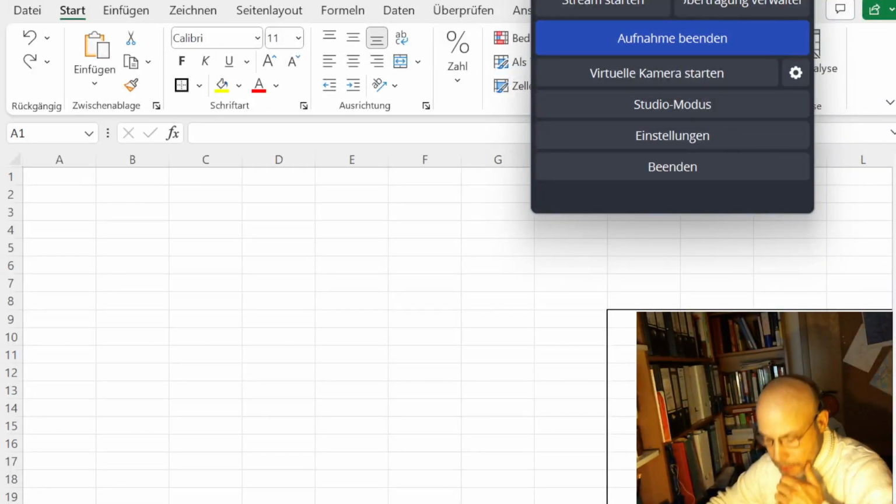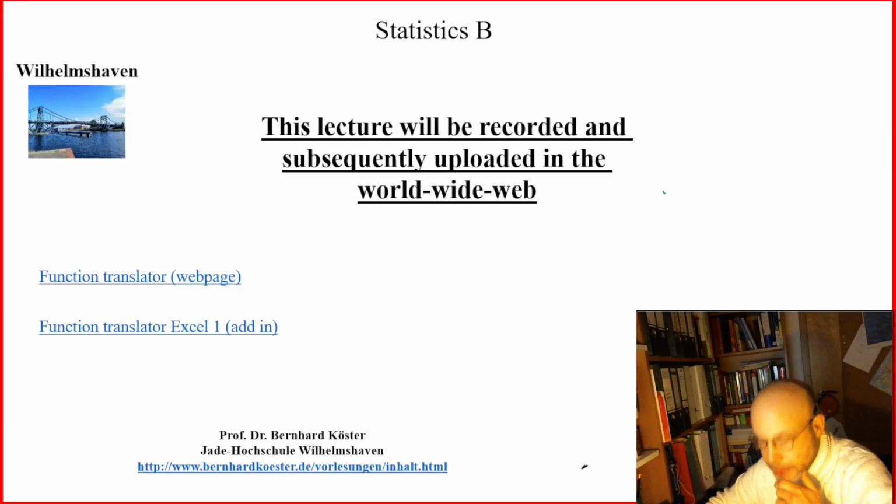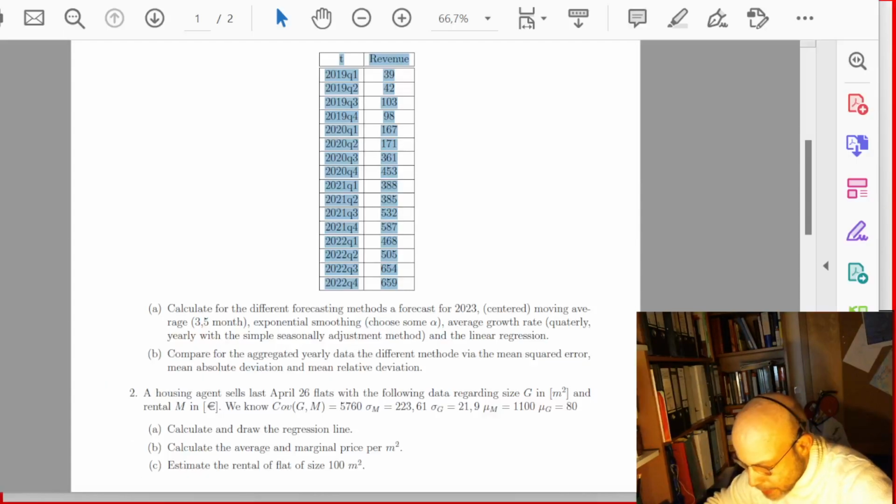So, hello together to our last lecture this semester in statistics, and we will do the last exercise, and afterwards we will talk about the exam. So, let's start with the exercise.